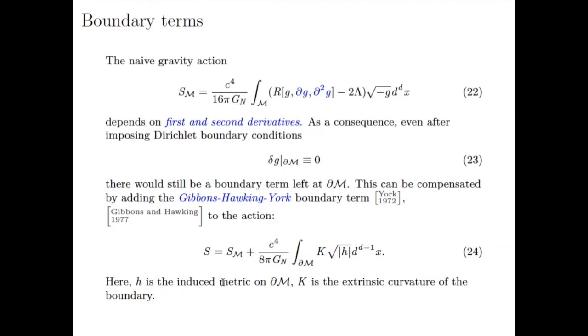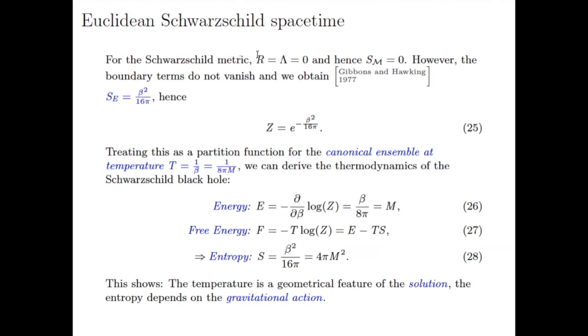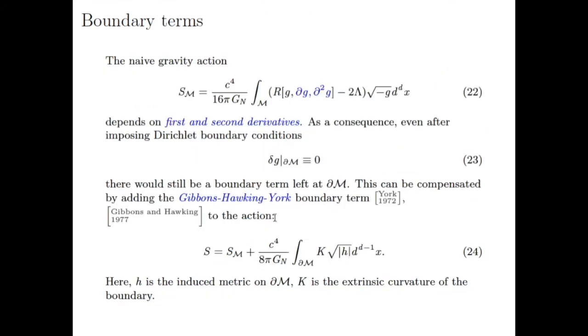That's the whole story. And this is important because for the Schwarzschild black hole, as I said, R and lambda are 0. So this kind of bulk term, which is just an integral over R minus 2 lambda, would be 0 automatically. But the boundary term gives you a non-zero contribution. So this term here, if you evaluate that on the Euclidean Schwarzschild solution, that gives you a value.